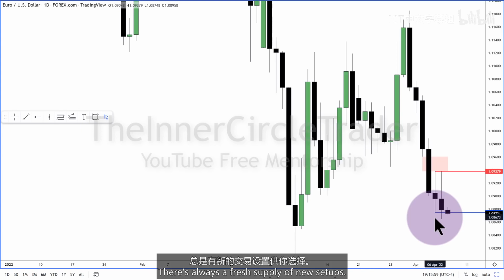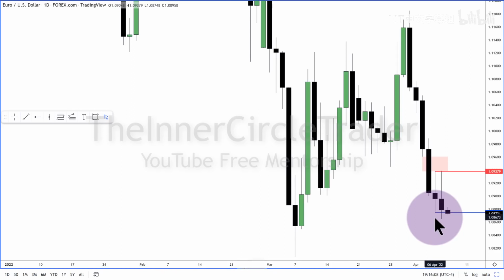There's always a fresh supply of new setups. If you're looking at the last 3 days highs and lows, it's always the case. It's always going to be there. You're never going to run out of trades ever. Okay. So we have our framework here.